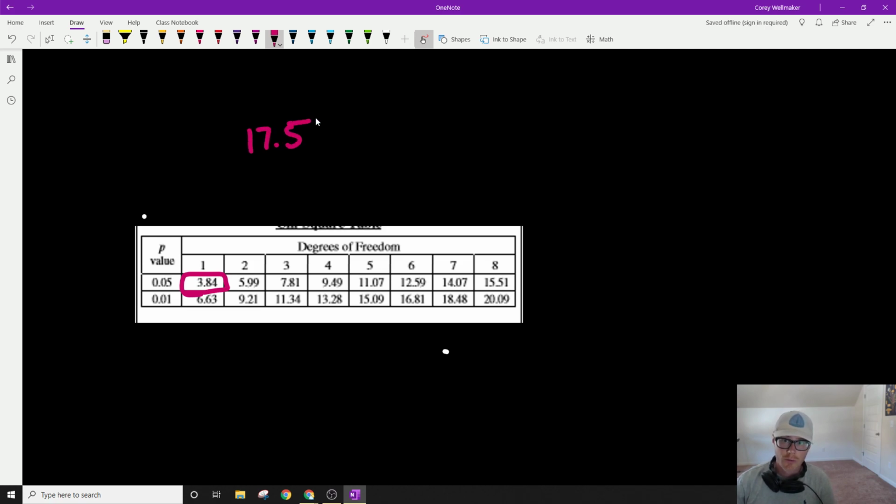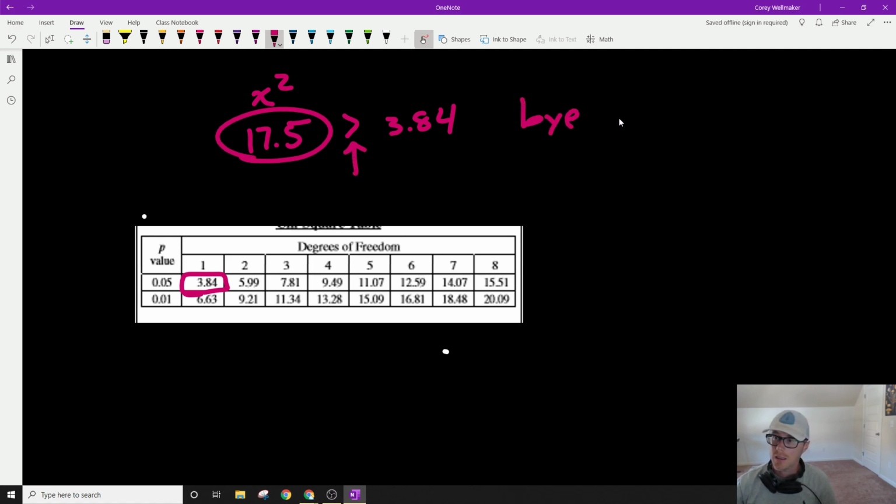So 17.5 is the chi-square sum. You compare that to a critical value of 3.84. Remember, the way that I remember this is high equals bye. So if the chi-square sum is higher than the critical value, or greater than or equal to, you say bye to the null hypothesis. If the chi-square sum is less than the critical value, low is no. You do not reject the null. In this case, it is higher than the critical value. So we say bye to the null.